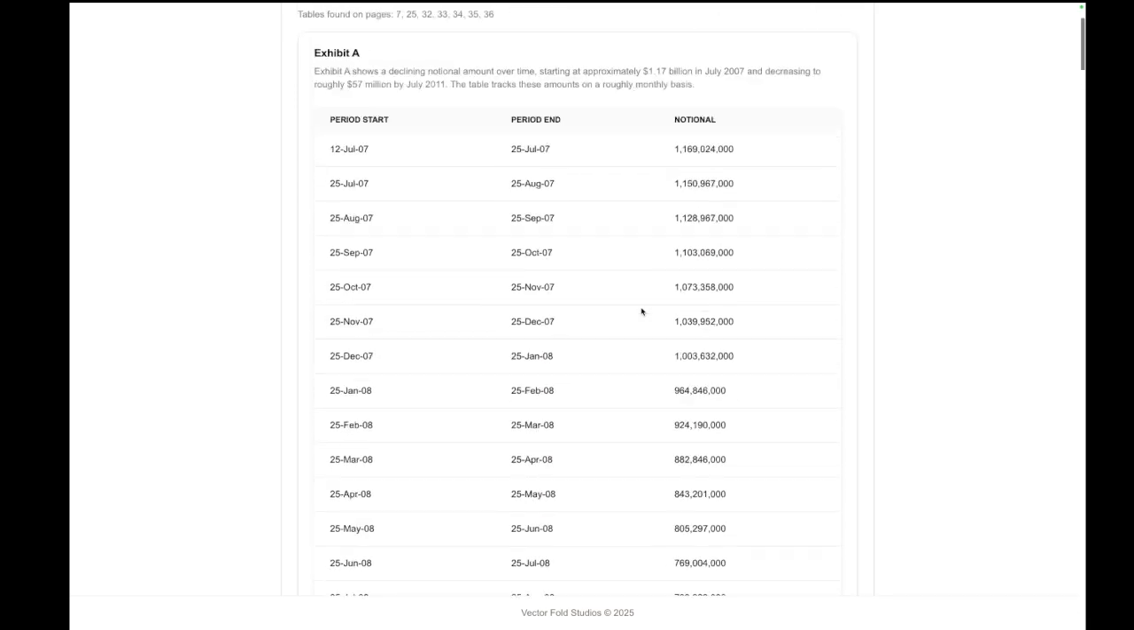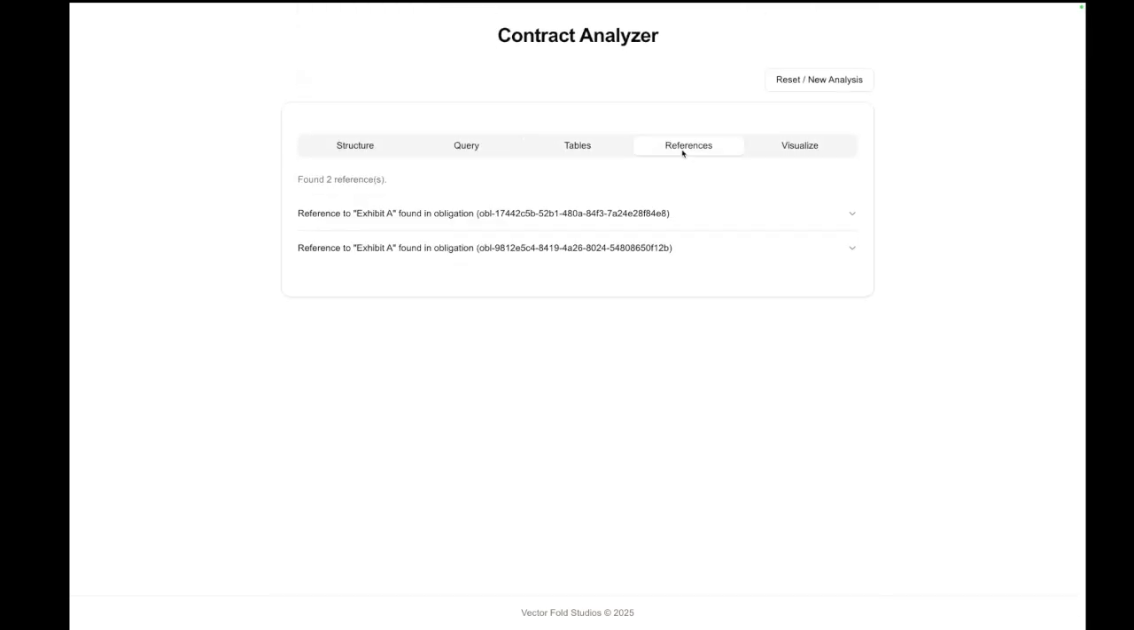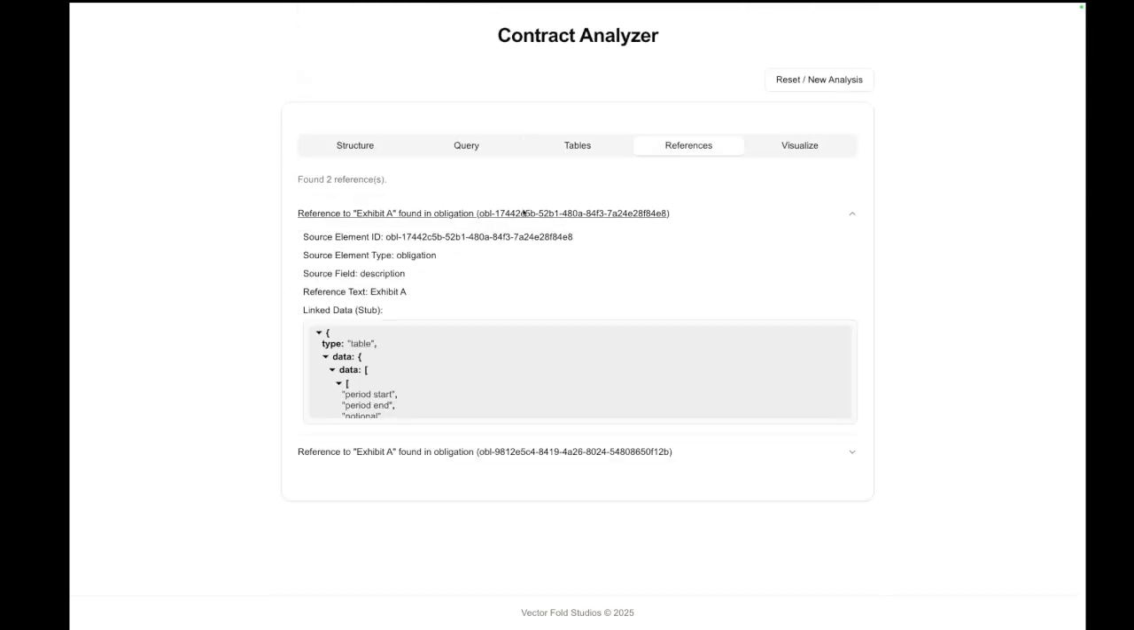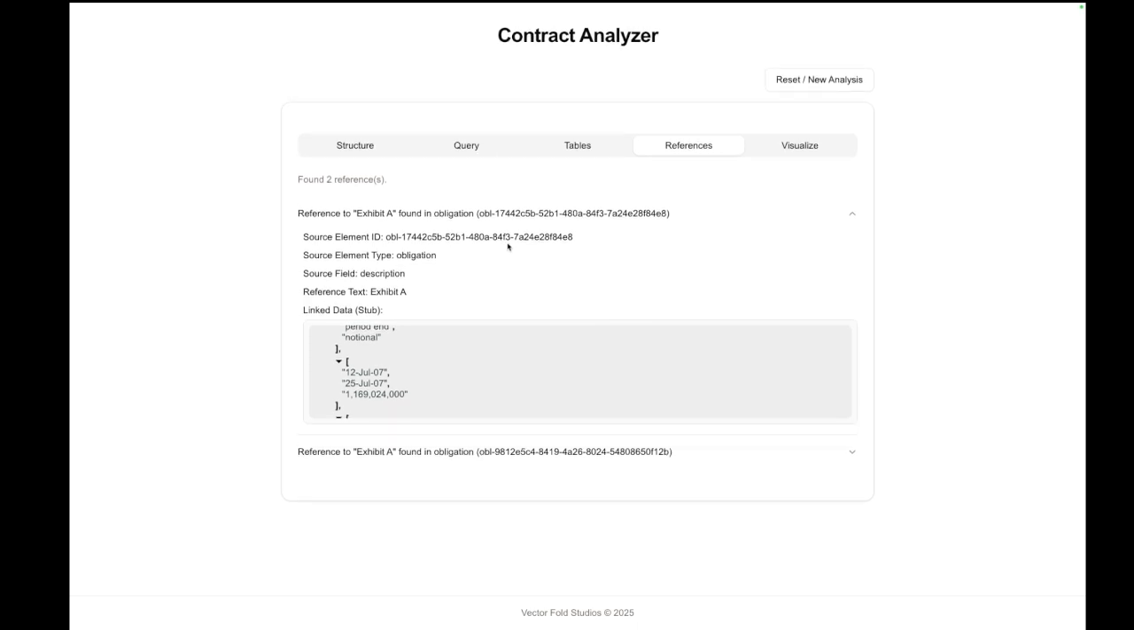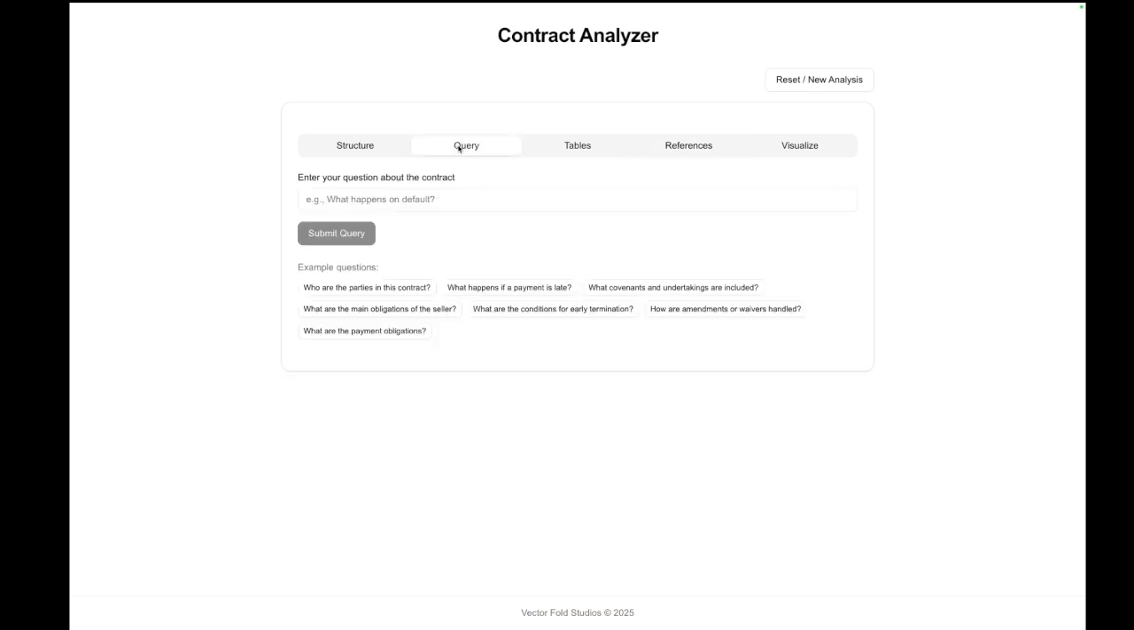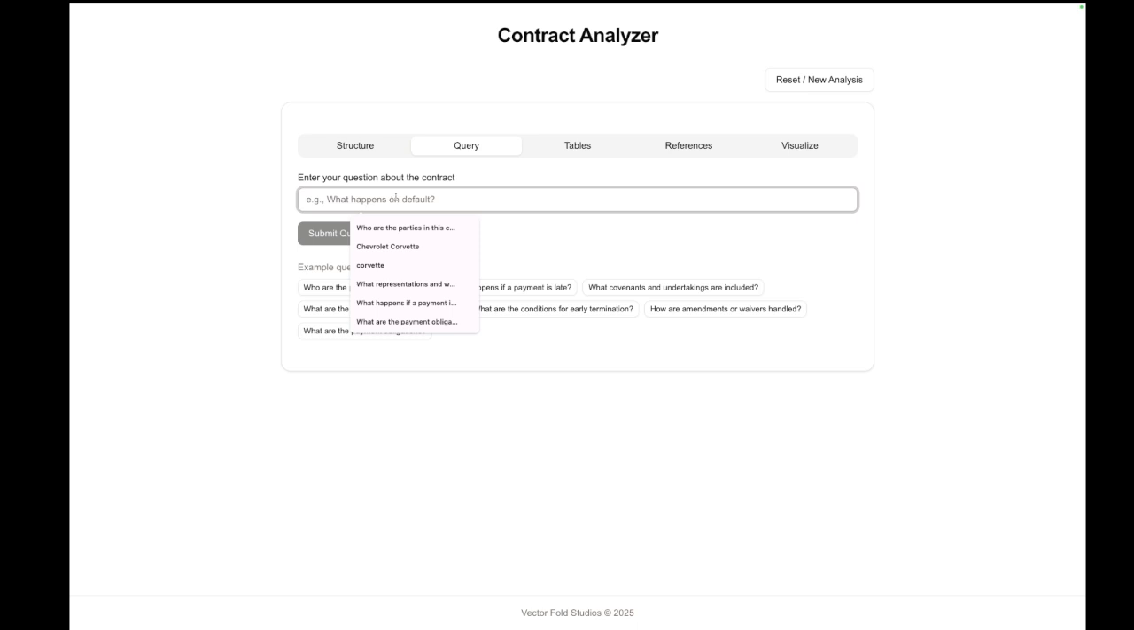And that's all captured in the references tab, isn't it? Because when we upload a contract, it senses that there are references to external documents. Exactly. It identifies them and then extracts that information. So references is actually pulling from the structure obligations to the tables and linking them together. It says, a reference to Exhibit A was found in this particular obligation. And so we can then query this structure, can't we? I know this is a prototype, so we're still working on this, but we can ask it some questions.